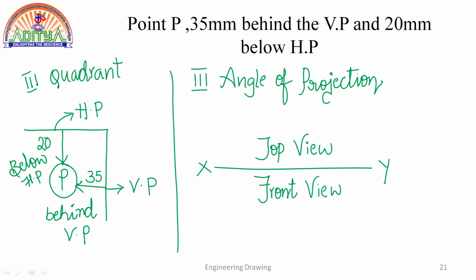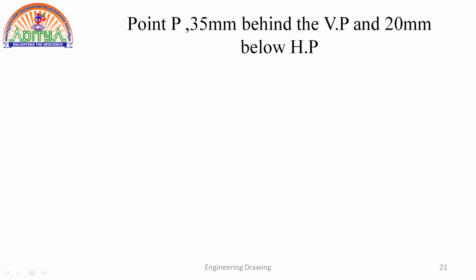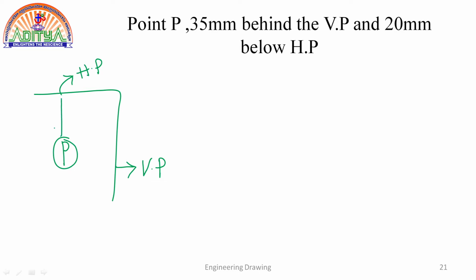We have identified the point is located in the third quadrant and we have drawn the third angle of projection. Now, based on these two, we are going to draw the final solution for the given question. So, draw a rough image of it. See, vertical plane, horizontal plane, and this is P, which is located 20 below HP and 35 behind VP.